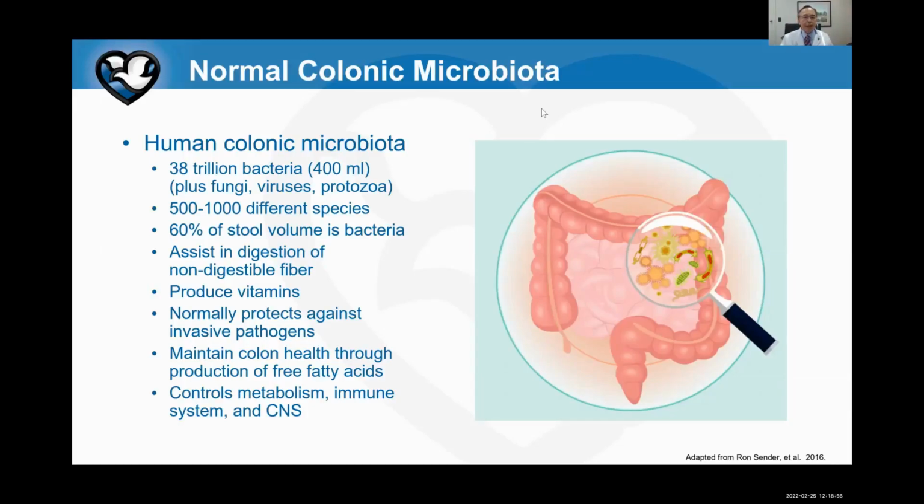They assist in digestion of non-digestible fiber. They produce vitamins, normally protect us against invasive pathogens. They maintain our colon health through production of free fatty acids, such as butyric acid. They control our metabolism, immune system, and CNS. And we're going from more correlation now to really finding out there's true causation, that there are molecules being released by the bacteria that can be drivers and perpetuators of chronic disease, including and starting with heart disease and cancer and autoimmune disease and so on.